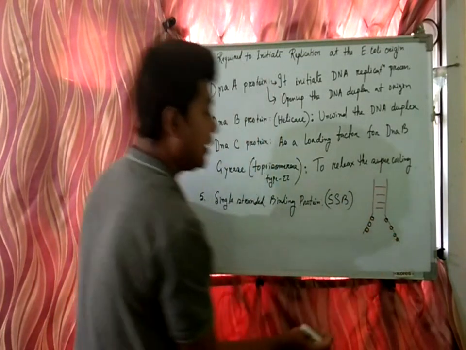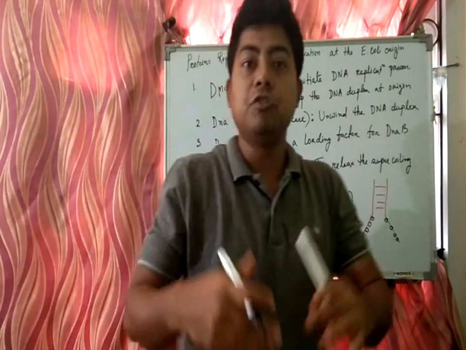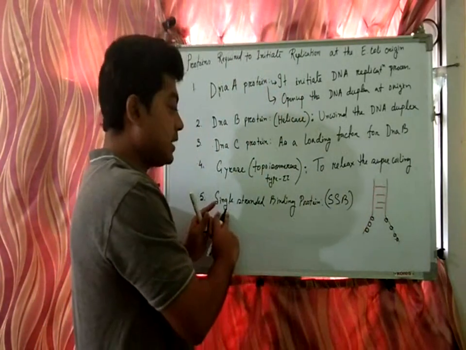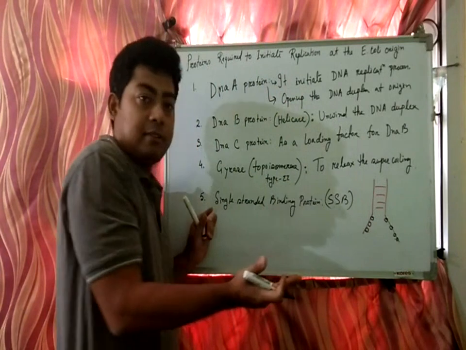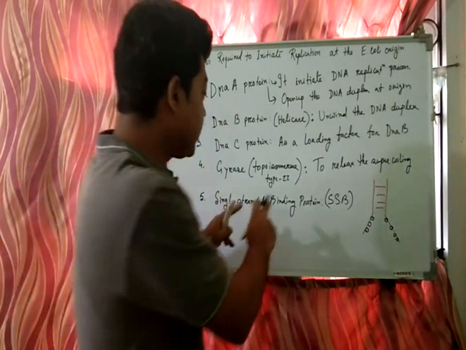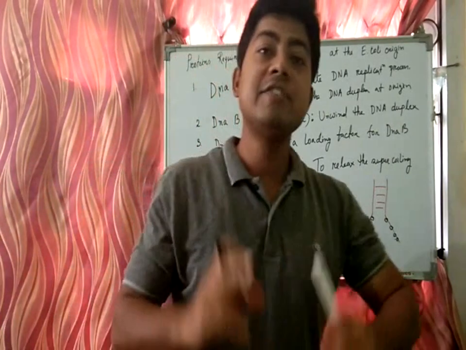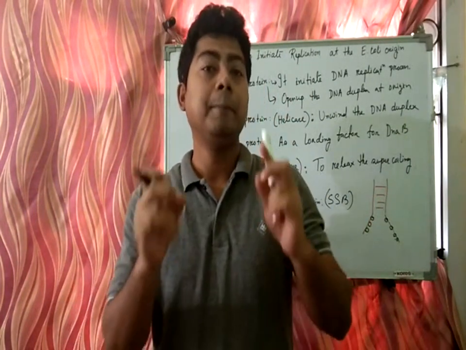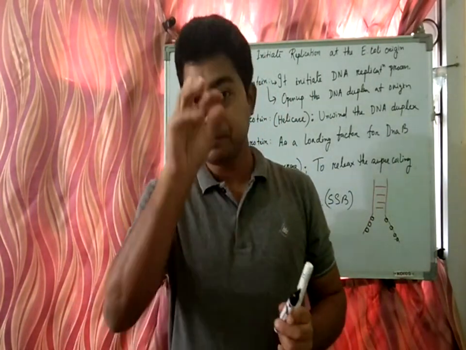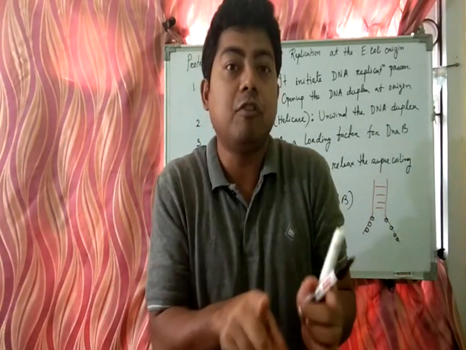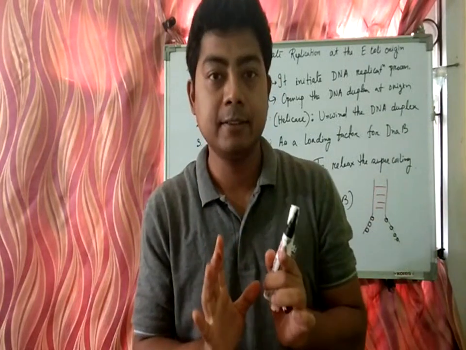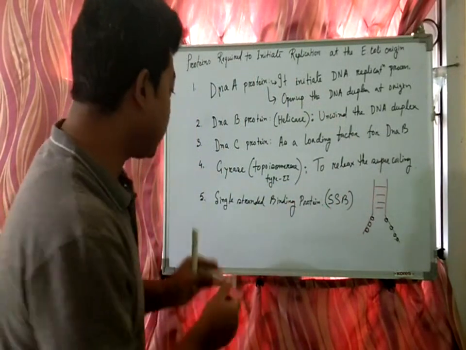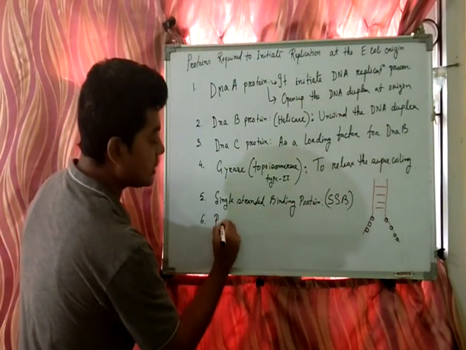So what is the function? It will prevent the formation of double-stranded DNA again. The name itself shows its function: this protein will bind with the single strand of the DNA double helix. Why does it bind? Because by binding with this single strand, it will prevent the double helix from forming again. That is the function of the single stranded binding protein. Another important protein is called primase.